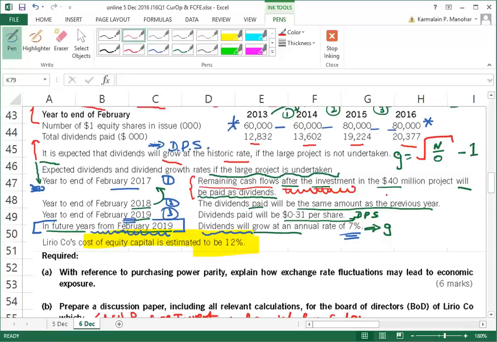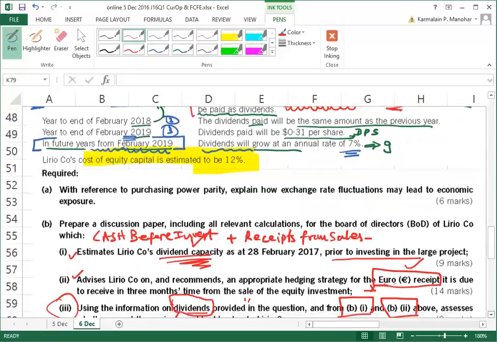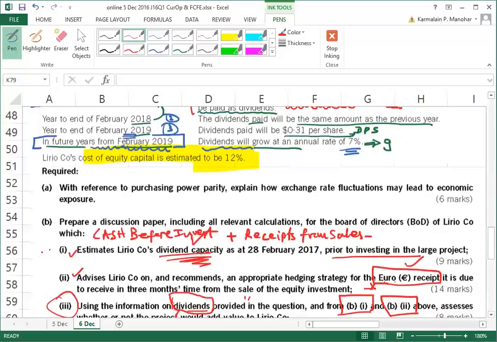Thank you, Amar. Everybody's seeing it now. You're going to pay for the 40 million of the project. So you have your FCFE, that's your cash. That's what the question told us. It's that remaining cash flows now, which will start off from our FCFE, add on our receipts from part 2, and now minus the 40 million. And that will give us what cash flows we remain with. Right? Hopefully that's clear now.